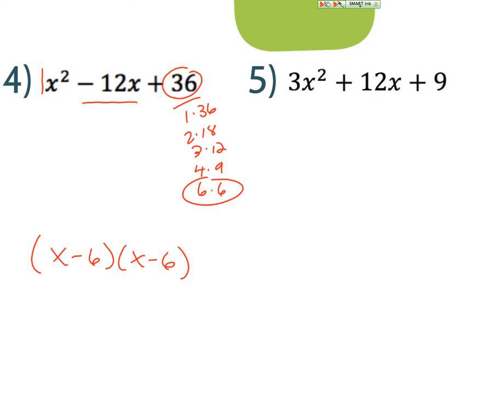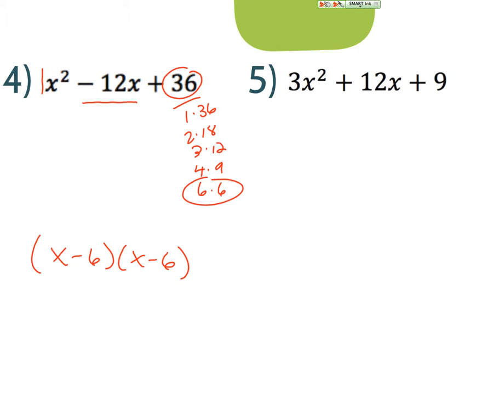I can skip all those extra steps only if there's a 1 in front. But here's the deal. If you don't want to skip the steps, if that confuses you, like trying to remember when to do the steps and when not to, you can still do this process and you will still get the same answer at the end. Does that make sense?